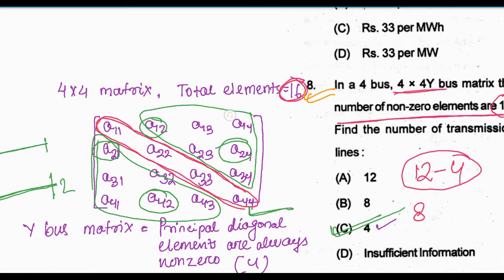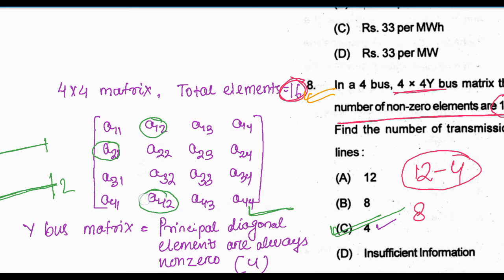Here, in this question, what are they saying? They are saying that if we add all the elements of a row, that means A11 plus A12 plus A13 plus A14, this will be 0. But this is not 0. This represents the shunt reactance or the ground reactance of that bus.